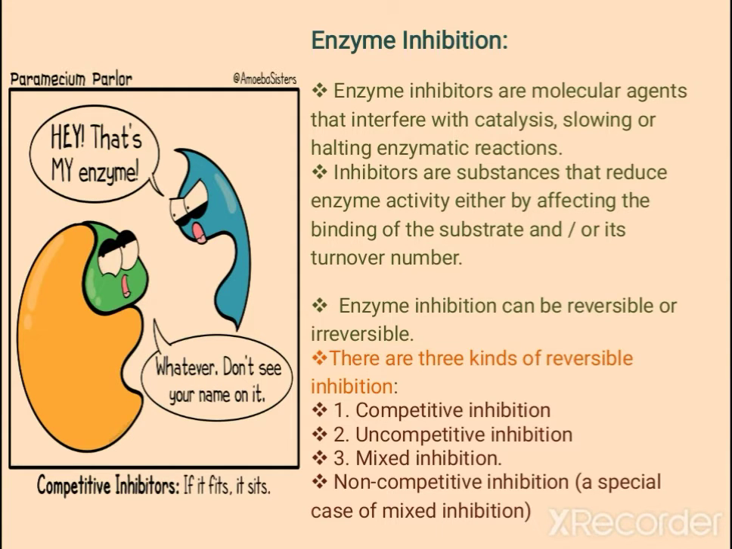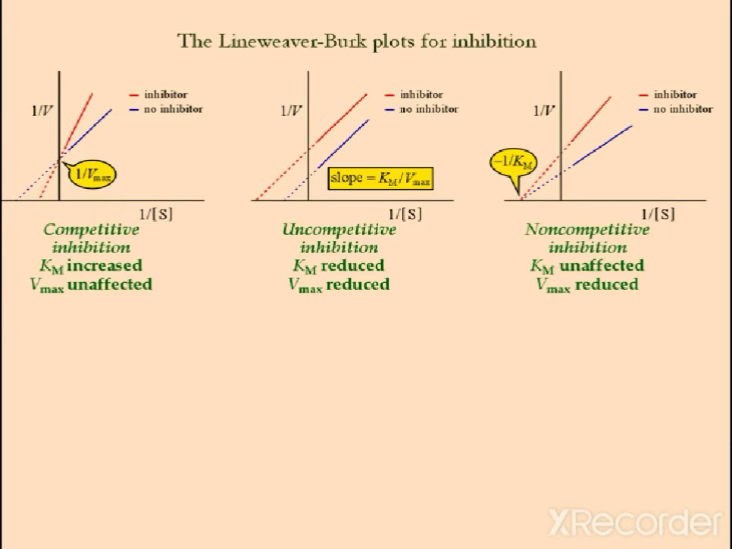So, there are three types of reversible inhibition: competitive inhibition, uncompetitive inhibition and non-competitive inhibition. The non-competitive inhibition is a special kind of mixed inhibition. So, first coming to the competitive inhibition.